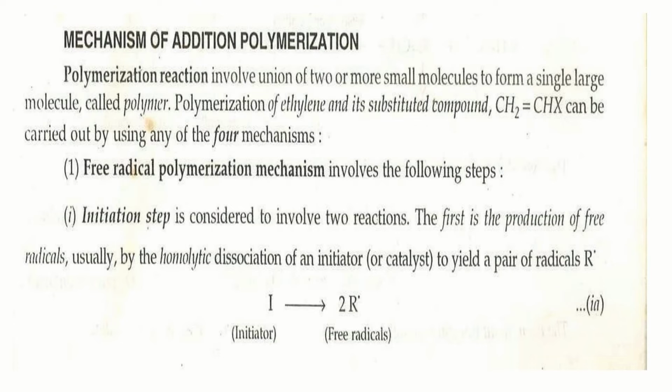For any chemical reaction in the reaction vessel, we need a catalyst. So, in the polymer reaction we use the catalyst hydrogen peroxide or benzoyl peroxide. Benzoyl peroxide or hydrogen peroxide is homolytically cleaved to form a free radical. Here I is the initiator, which may be hydrogen peroxide or benzoyl peroxide. It is cleaved homolytically to form a free radical, which we denote by the symbol R.